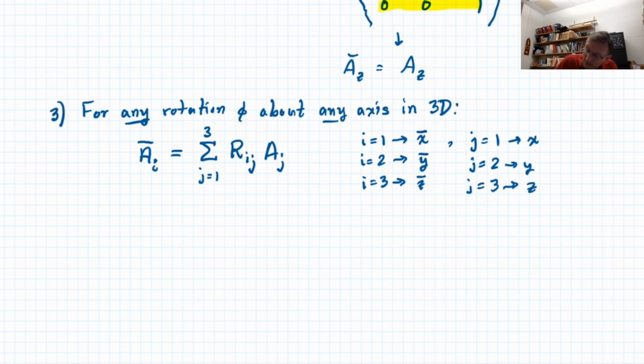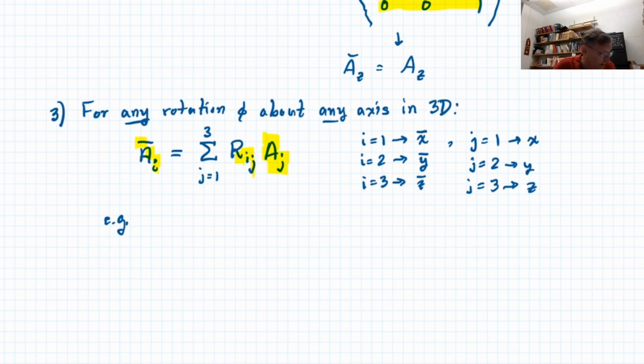So let me flesh that out a little bit more for you, since you may not be used to this very compact notation. This whole thing on the right represents matrix multiplication. To get the ith row of the rotated matrix A bar, you take the ith row of R, and then you work your way across the columns j, multiplying each column by the corresponding A_j. So you work your way across row i, and you multiply by the elements in column j.